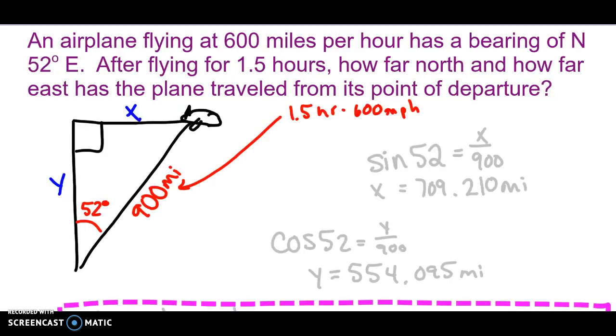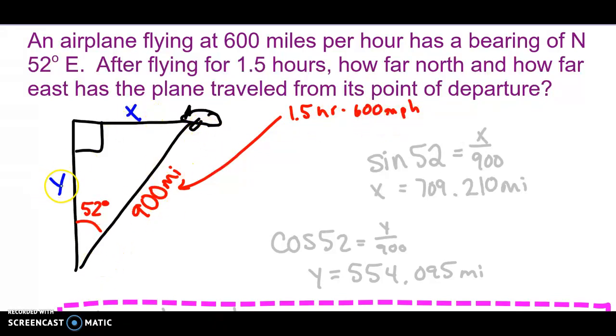Okay, so we had an airplane that was flying 600 miles per hour. Here's my airplane. It doesn't look like an airplane, but you get the point. It was flying at 600 miles per hour at a bearing of north 52 degrees east. So it was going north and then 52 degrees east. So here's where my plane has ended up. And the question was asking how far north and how far east has the plane traveled since its point of departure. So this 900 miles I get because it has traveled 1.5 hours at 600 miles per hour. So it's traveled 900 miles total.